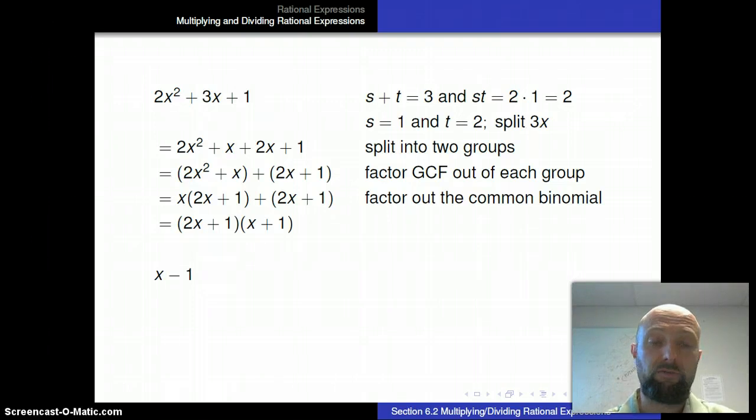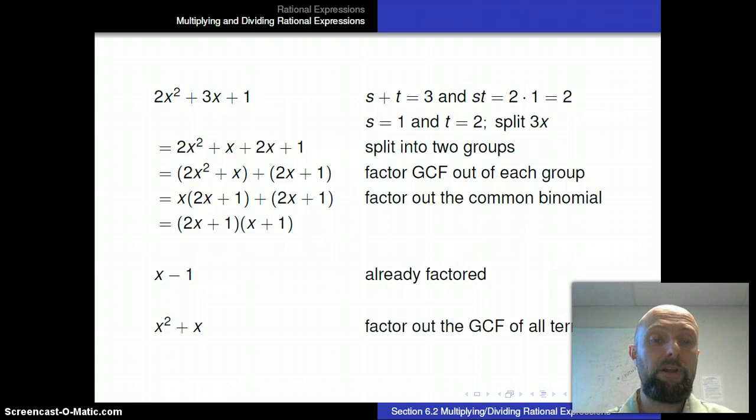Next we have x minus 1, which is already factored. And finally x squared plus x, we factor out the greatest common factor. We have an x squared and an x, the greatest common factor is x. When we factor out x, we are left with x plus 1.